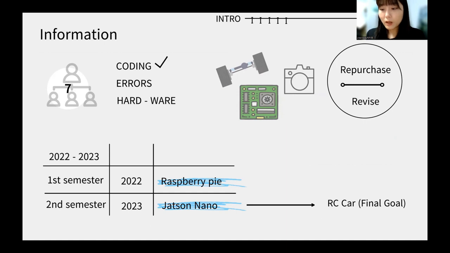We made the goal with an RC car from Jetson Nano by repurchasing or modifying some parts like the camera, board, and wheels. I learned some basic concepts with Raspberry Pi last year, and this year, I did the tests to achieve the final goal with Jetson Nano.